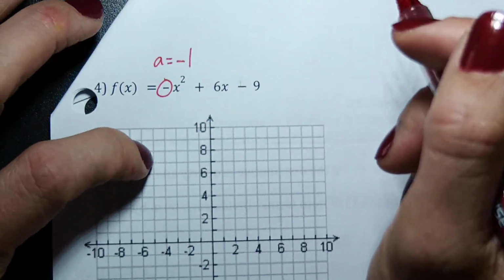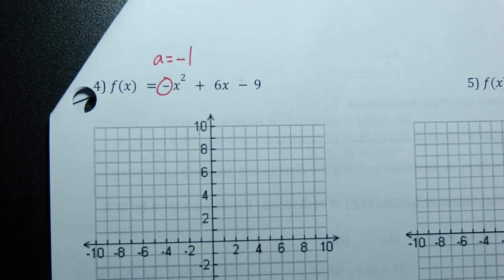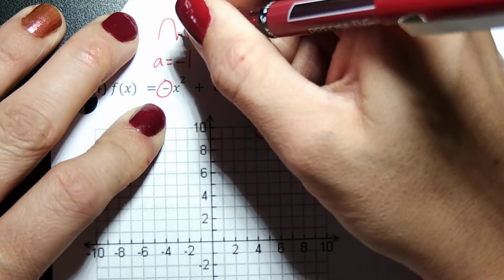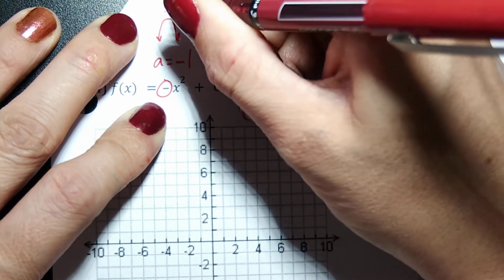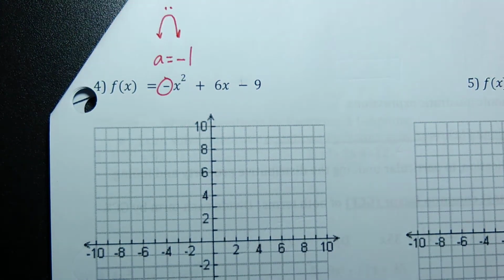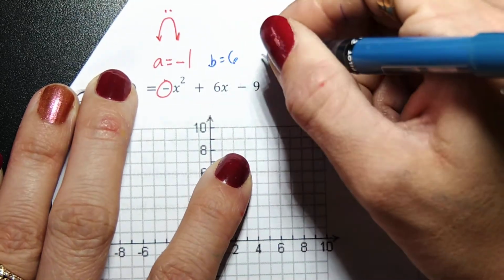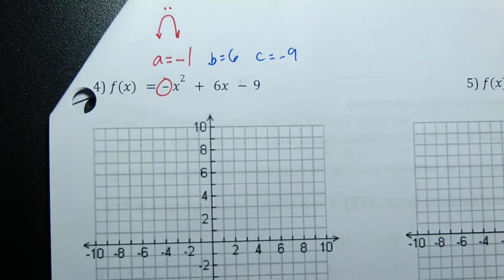So that means this is an end behavior going down graph. So it's a sad quadratic. Down, down, end behavior. And it looks like this. So leading coefficient is negative. It goes down and down. Our b value for this graph is 6. And our c value is -9.